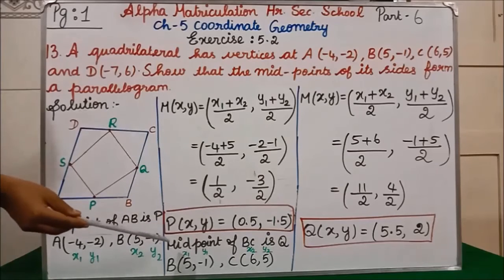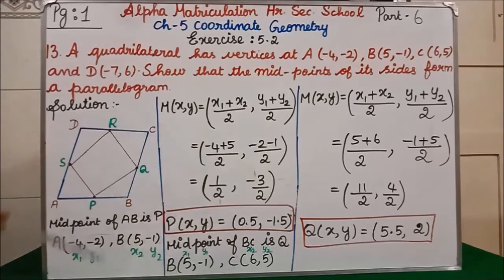In the next line, we are writing midpoint of BC is Q. Again, the same midpoint formula. We are taking x1, y1 and x2, y2. Midpoint formula is what? x1 plus x2 by 2, comma, y1 plus y2 by 2.